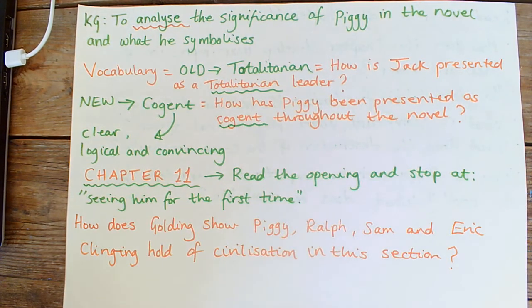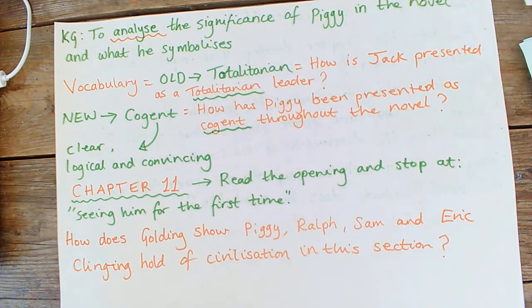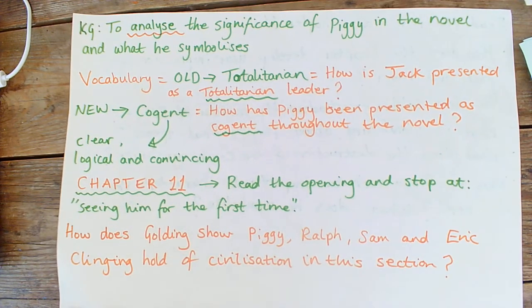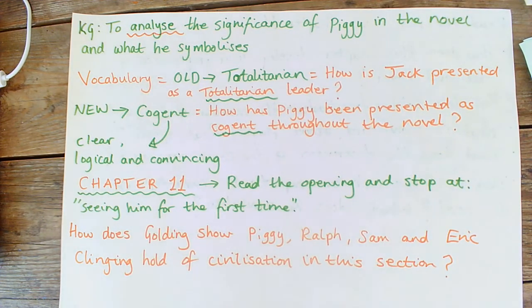So totalitarian then, Jack has basically been presented as a totalitarian leader throughout. Even before he was a leader, we had hints that these were the types of things that he wanted. He says bollocks to the rules. He doesn't understand why voting should make any difference, because Ralph says, I'm chief, and Jack says, well, why does voting make any difference? He clearly doesn't believe in democracy.